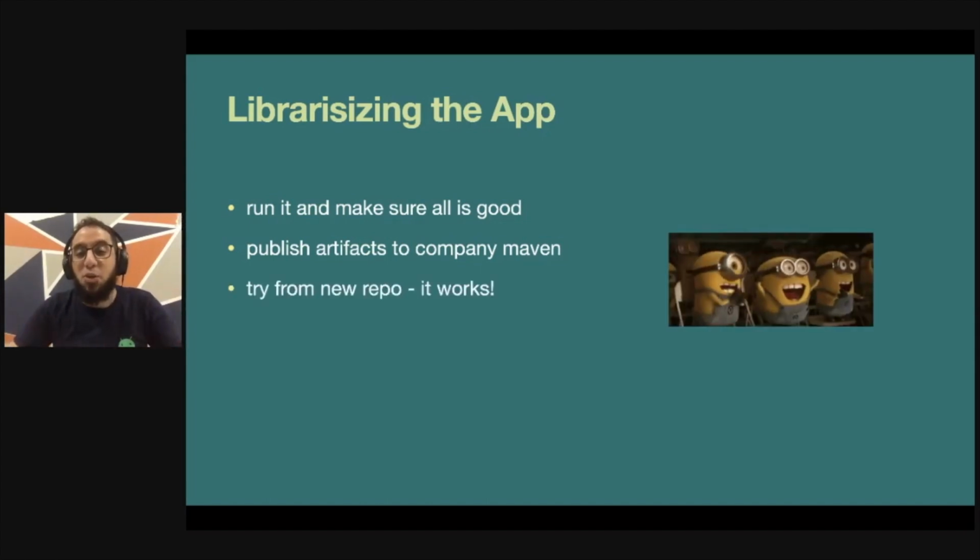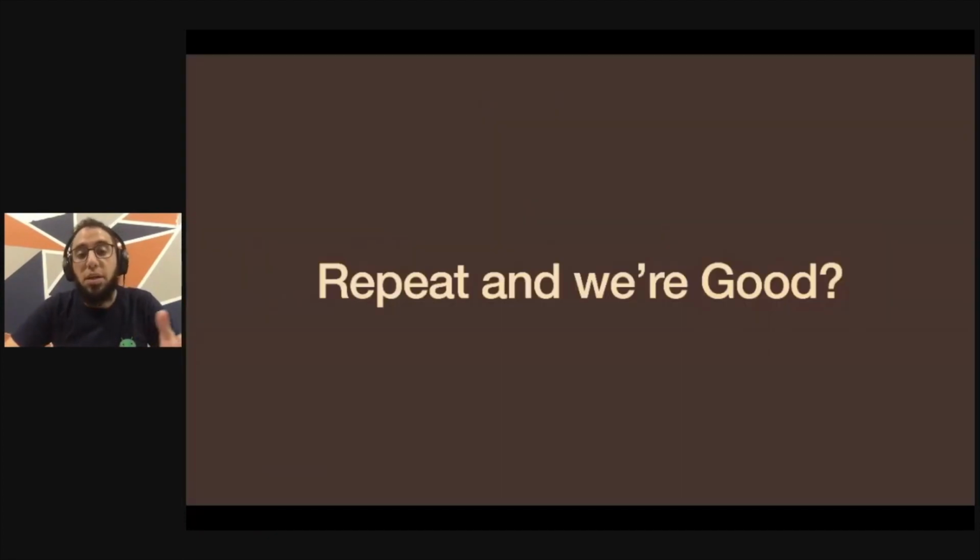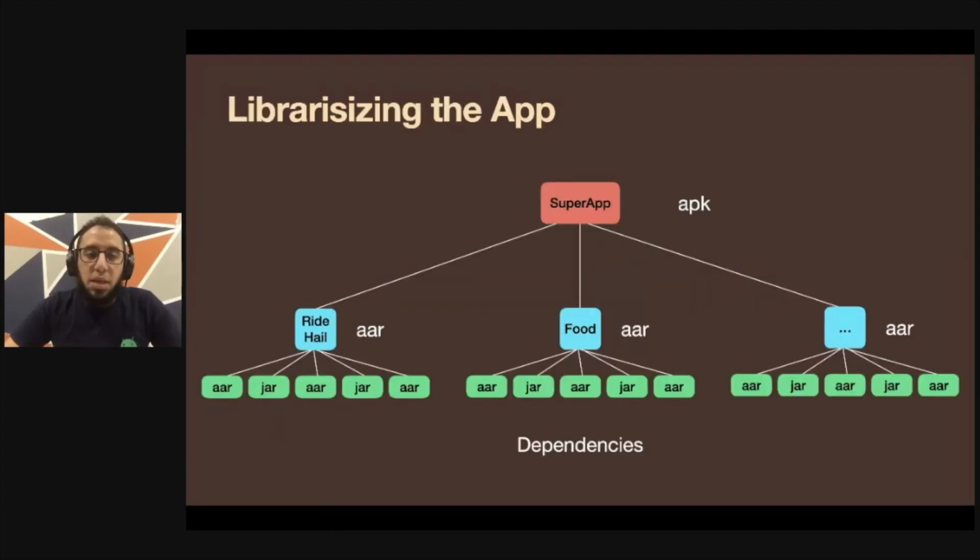We tried from the new repo and it also works. But again, that shouldn't be very surprising at this point because we just added a level of indirection. So great. Now we can probably just repeat the same thing for the food app and we're good, right? So the idea being that the picture would look something like this.